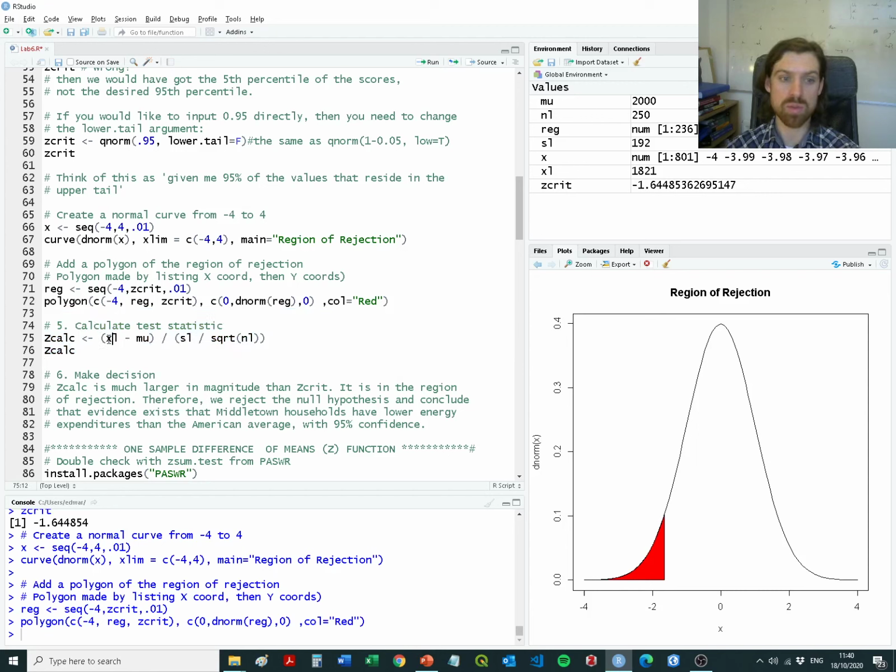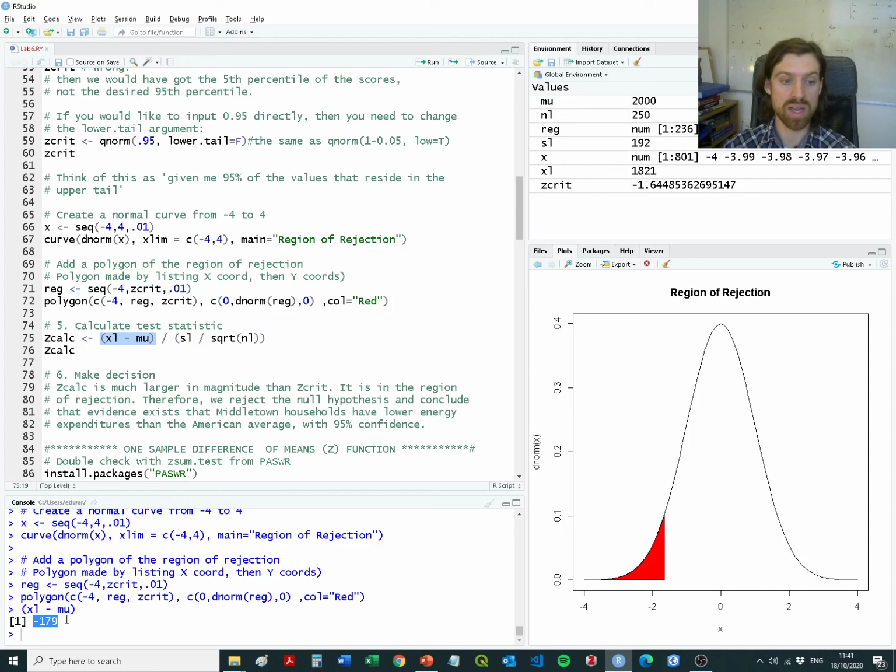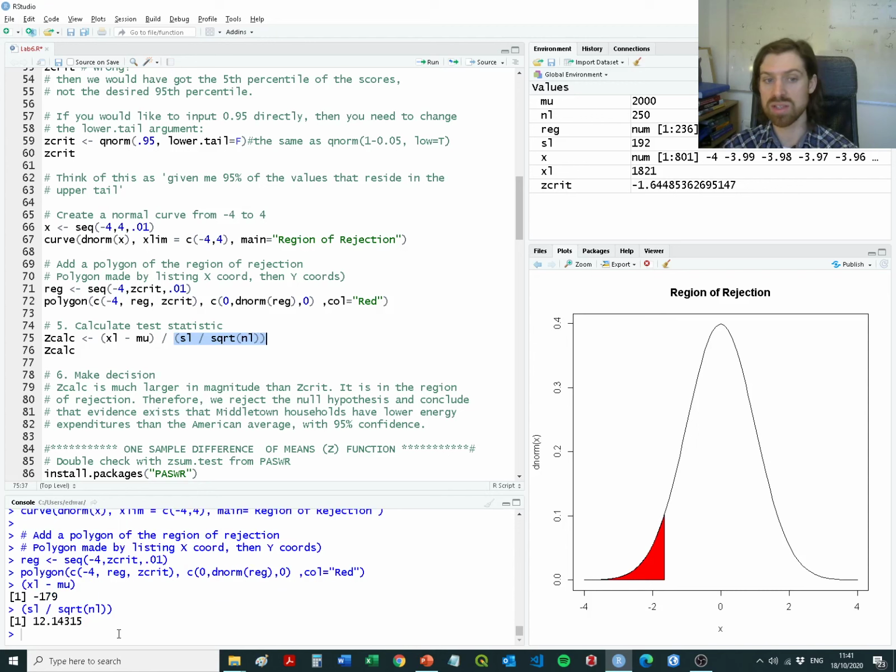We've got the sample mean here, XL. We've got the population mean, mu. That gives us the numerator of the equation. We then have SL, the standard deviation of the larger sample, and we divide it by the square root of the number of sample points within the larger sample. When we do that, we get a numerator of -179, and a denominator, the standard error of the mean, of 12.14 essentially.